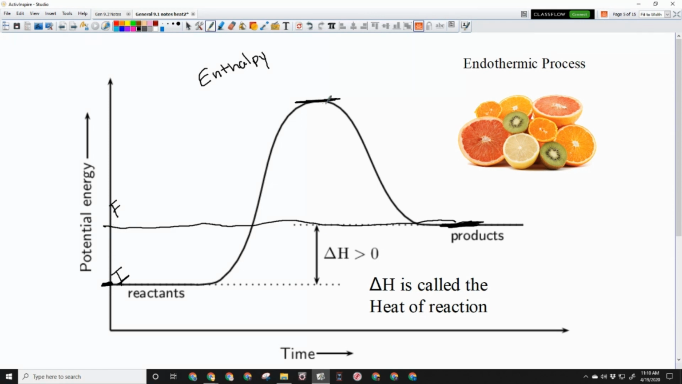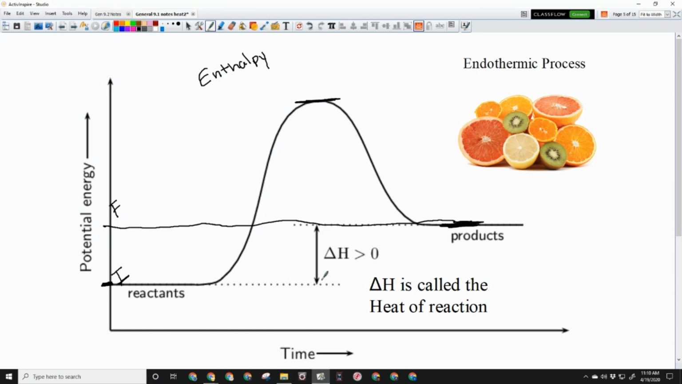That means that this system absorbed energy and stored it. Endothermic process, energy went in. So we have this difference here that's called delta H, or the change in enthalpy. It's always a positive number. See, positive energy. Okay, delta H is also called the heat of reaction. This is the heat of reaction.